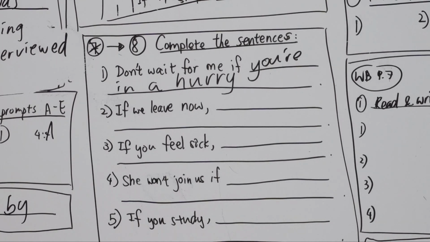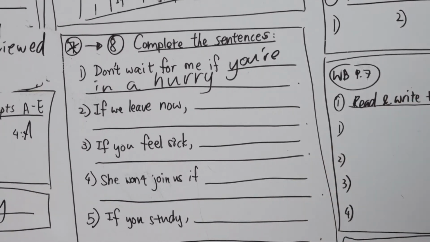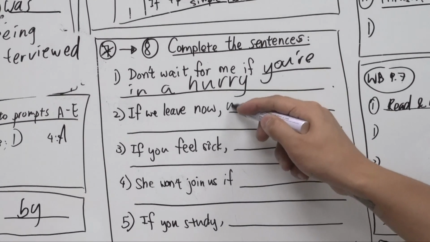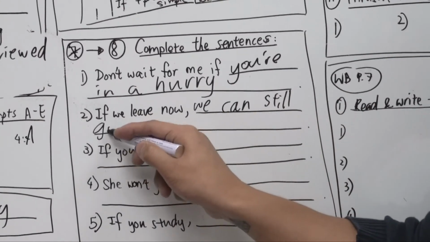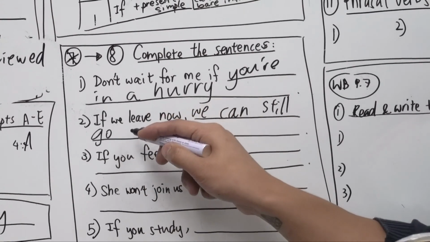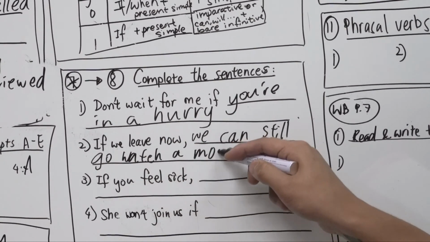Alright, question number 2. If we leave now, what does that mean, if we leave now? That means you're trying to get somewhere, right? If we leave now, maybe we can go somewhere later, right? So what do you think we should put here? If we leave now, we can do something later. What do you think? If we leave now, we can still go watch a movie, maybe, right?